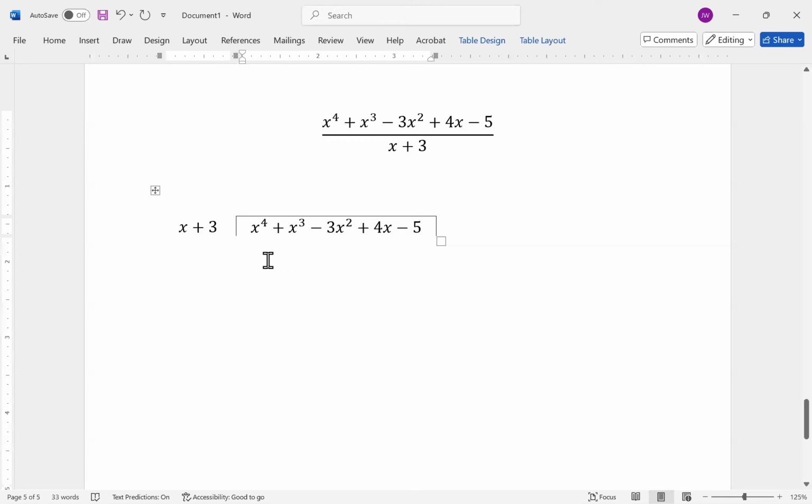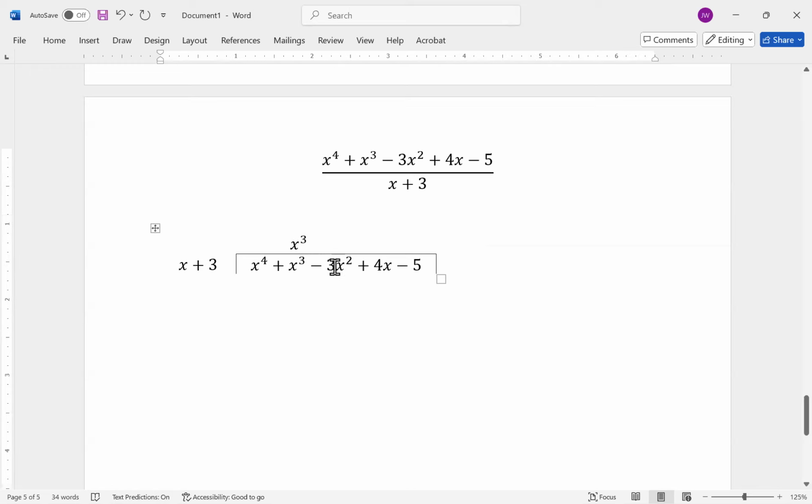All right, so I'm going to do this. First thing I'm going to do is say, what do I multiply x by to get x to the fourth? The clear answer to that is x to the third. So then what I do is I multiply x to the third by x plus 3. What that's going to give me is an x to the fourth plus 3x to the third.